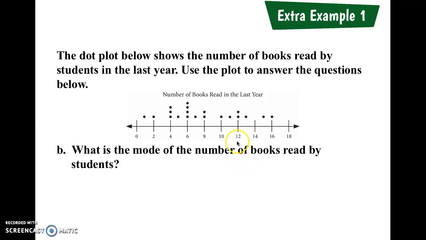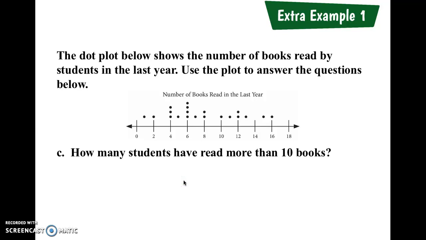Did you get 6? 6 is the correct answer. Remember, mode is most often. The data that we see most is 6 books. It's got the higher amount of dots here.